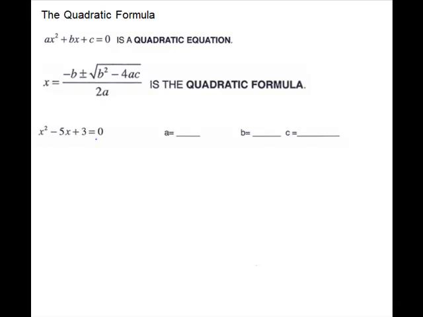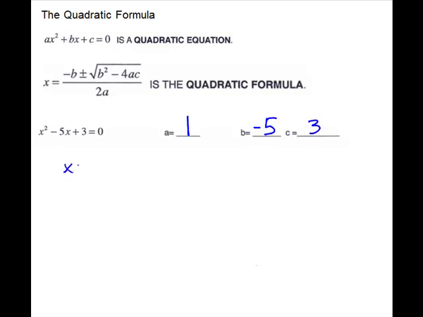easy to use. Our a is 1. Our b is negative 5. Remember that sign is part of the coefficient there. And our c is 3. Now we'll work with our formula.